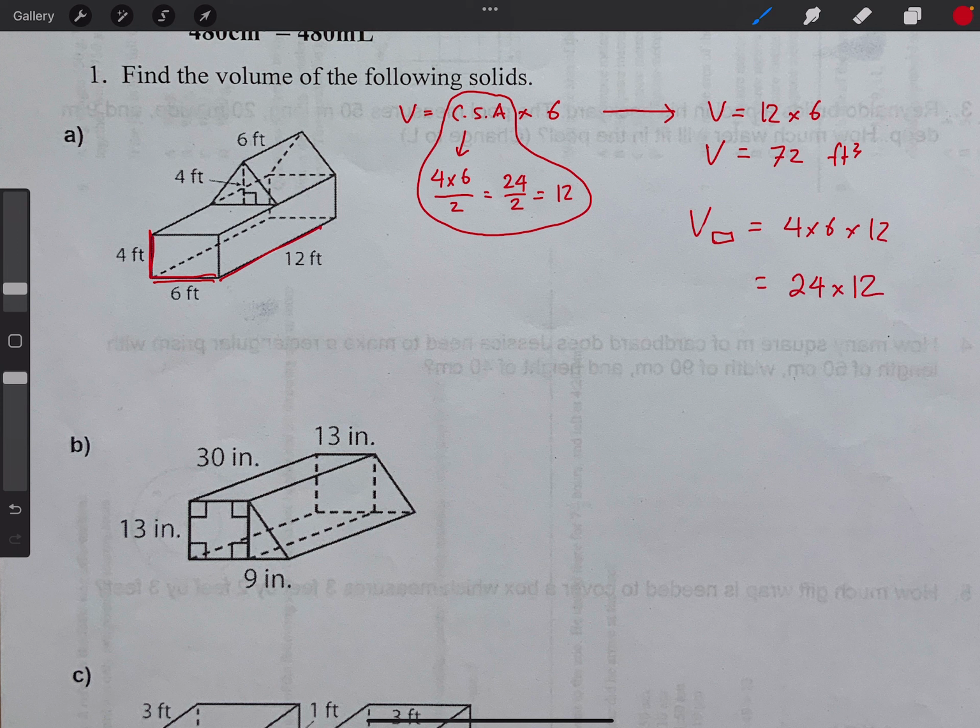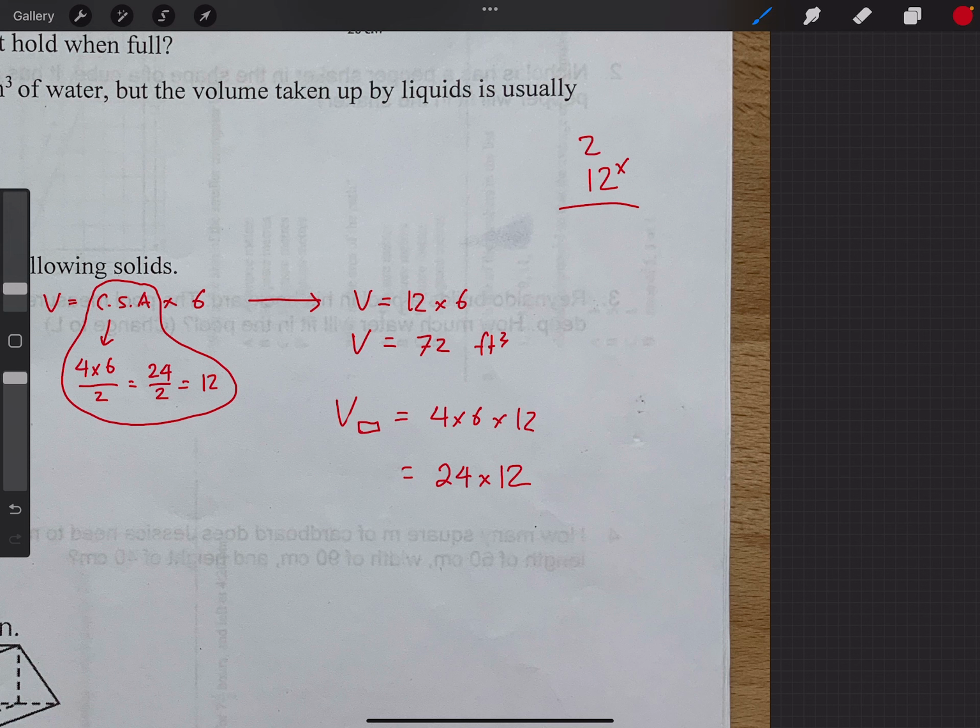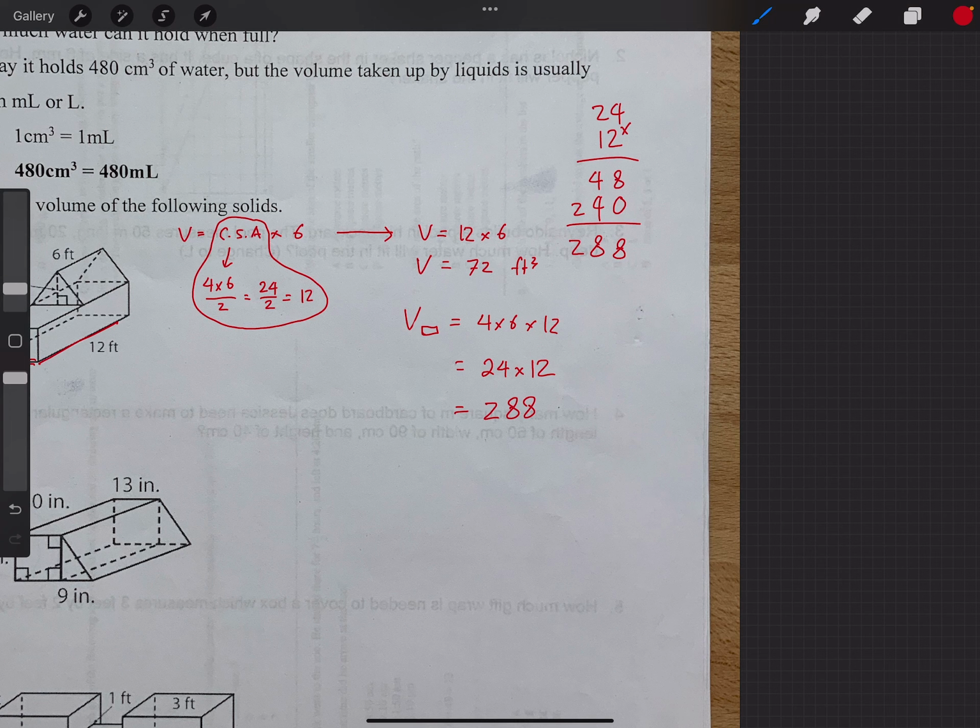Now, whoops, what am I doing? 12 times 24. Okay, 2 4s are 8, 2 2s are 4, magical 0, and 24. So you've got 8, you've got 8, and you've got 2. So the answer here is 288 for the bottom one. Let me just check my working out. That's 8, that's 2. Yep, okay, all good.